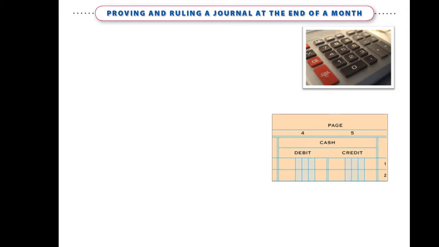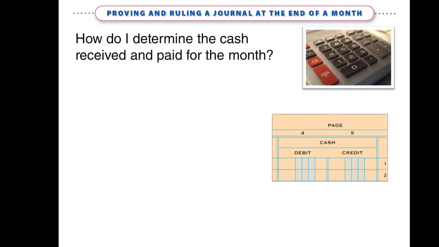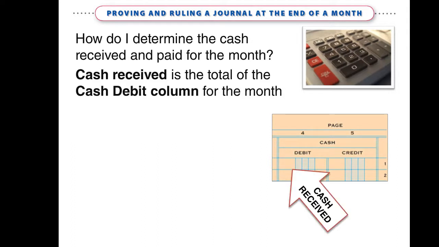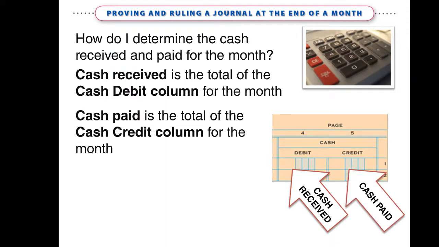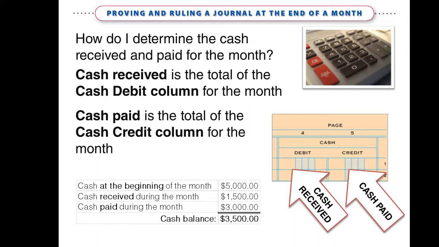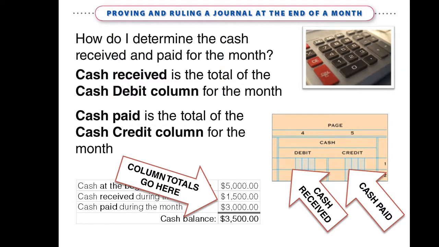How do we do this? We look at our journal, specifically cash debit and cash credit. Cash received is the total of the cash debit column. Cash paid is the total of the cash credit column. If we sum those columns up, we should be able to determine what our new cash balance is.